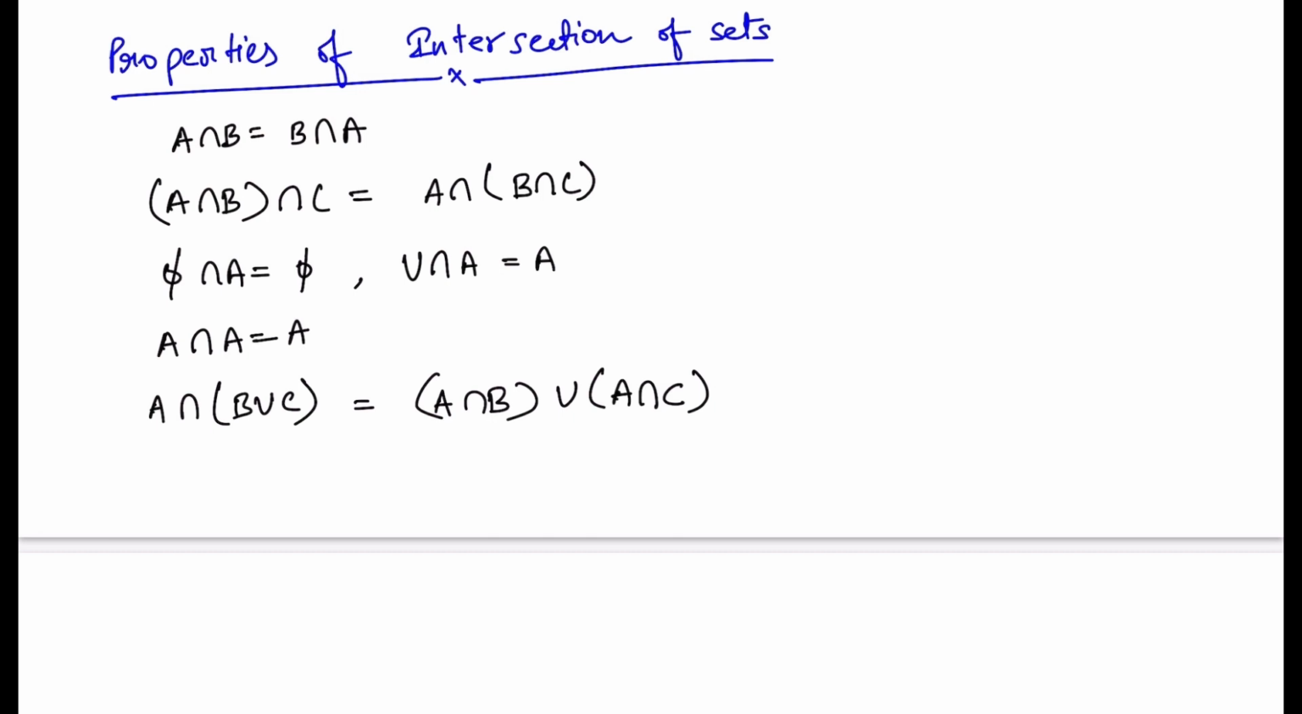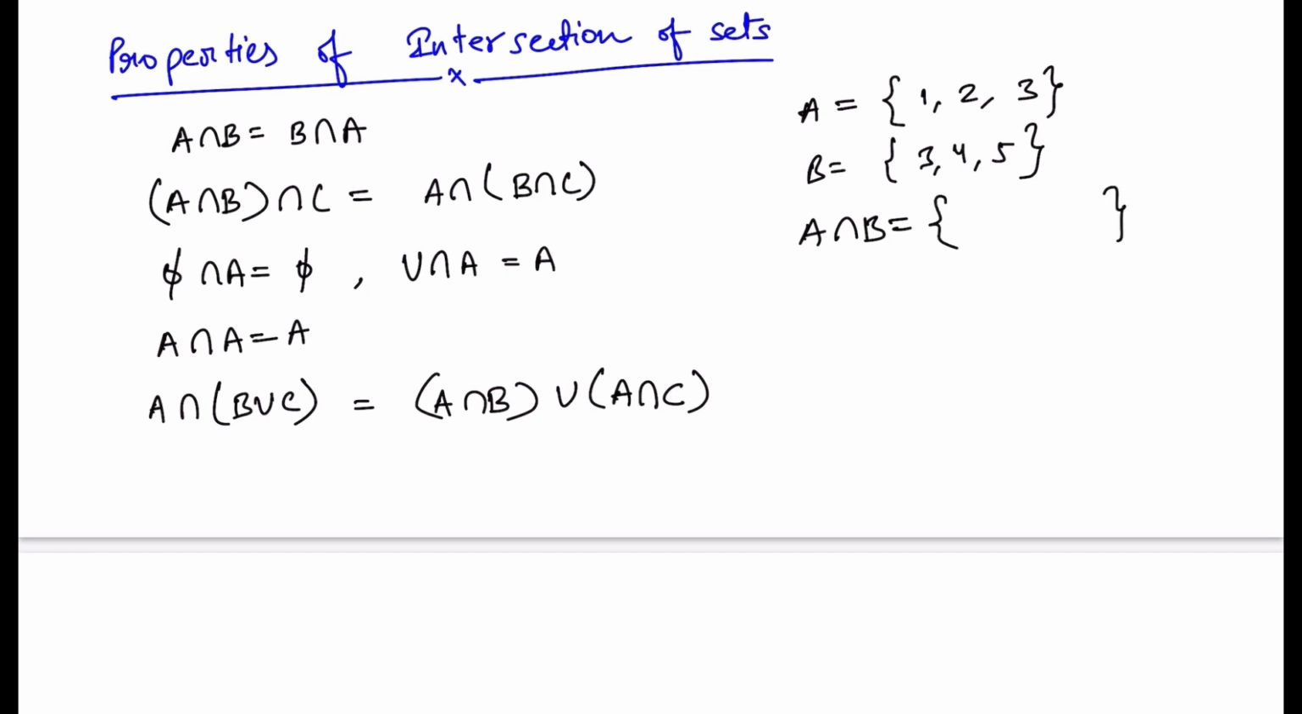So first is A intersection B. If I take an example of set A with elements 1 2 3, and set B with some elements, then A intersection B is the set of common elements of A and B. A and B have only one common element, which is 3. Similarly, I can find B intersection A, and you will get 3 again, because B and A have that same common element.